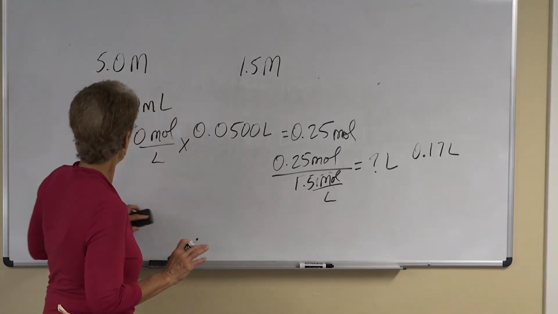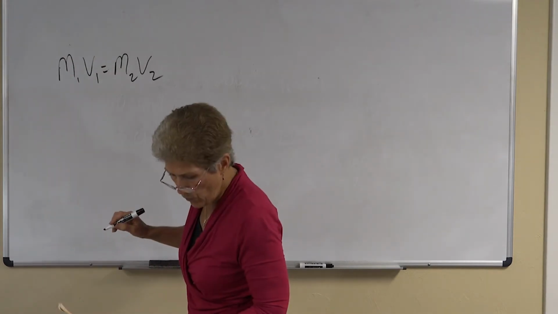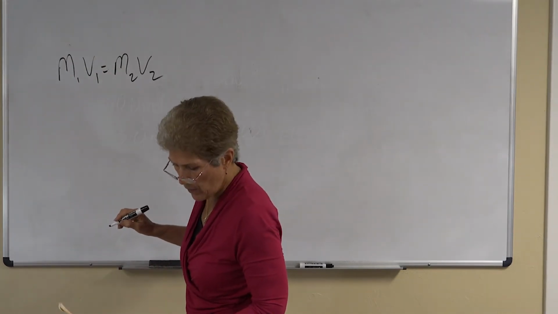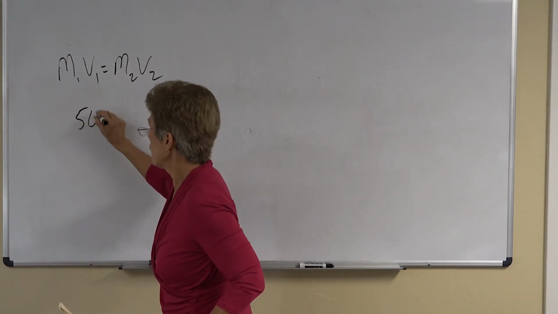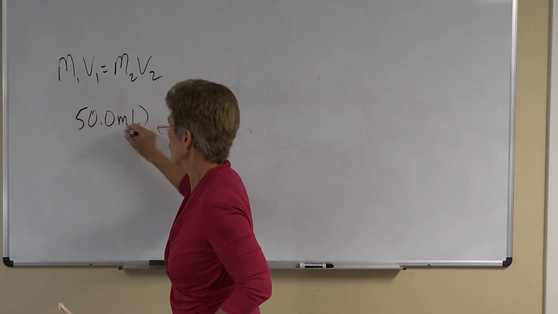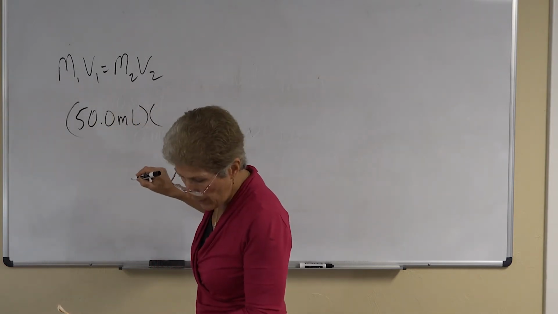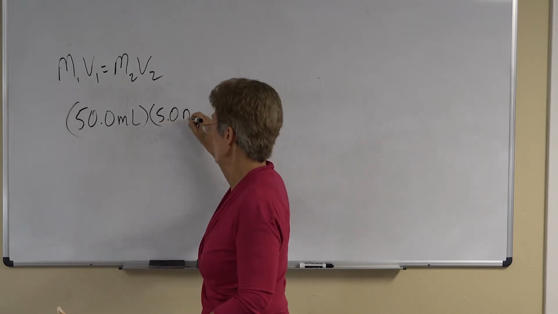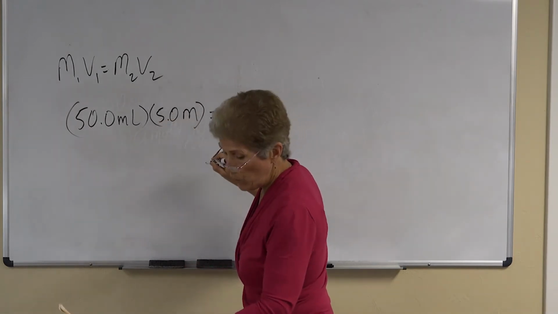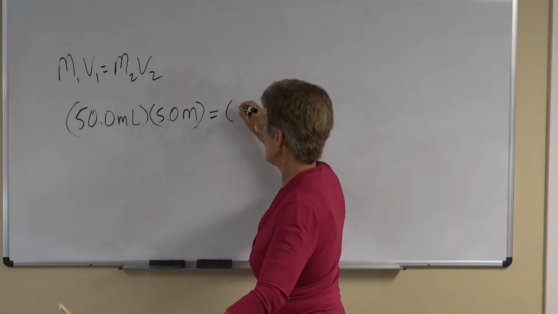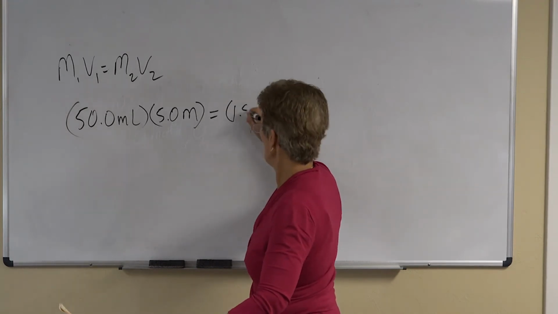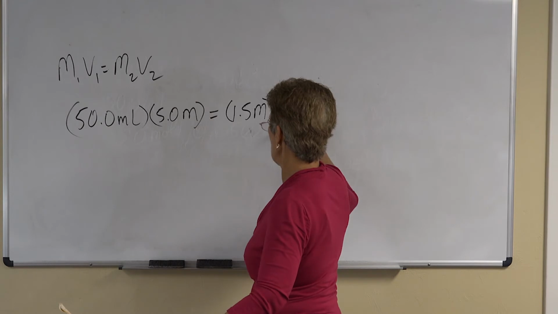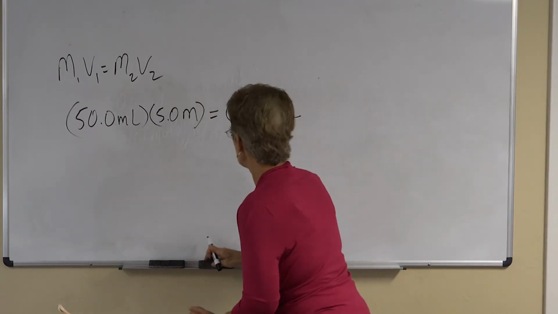Now let's try that the other way. Okay, so a chemist makes, this is the original, 50 mils of a 5.0 molar solution, and we know that we want to make as much as we can of a 1.5 molar, and we want to know how many liters. So I'm just going to put V2.